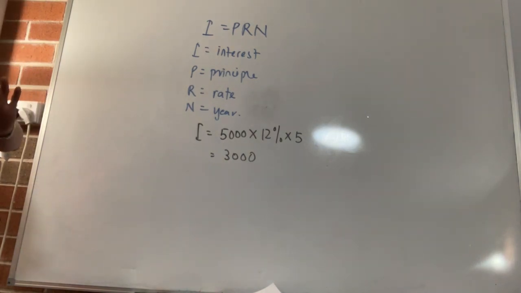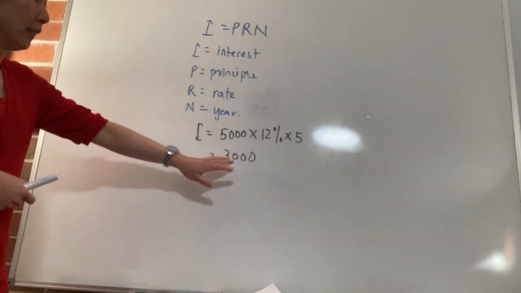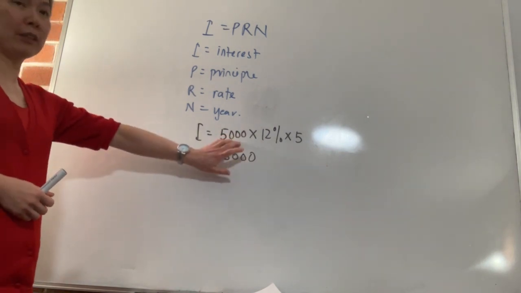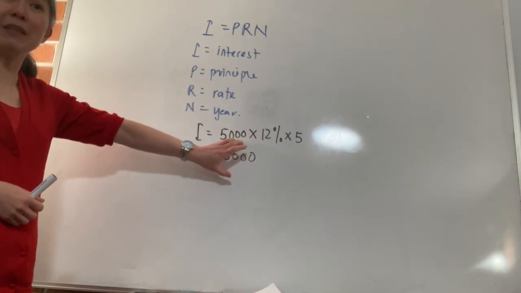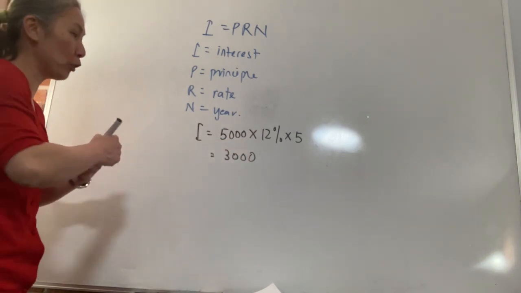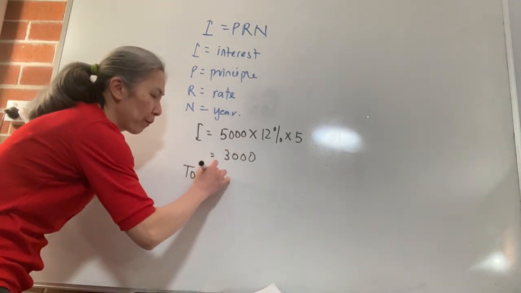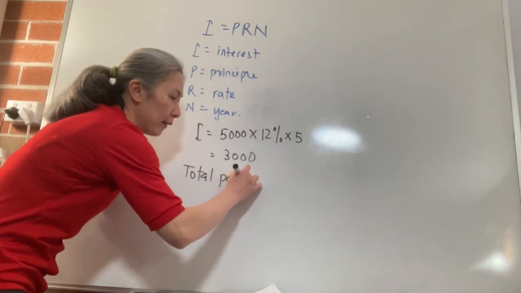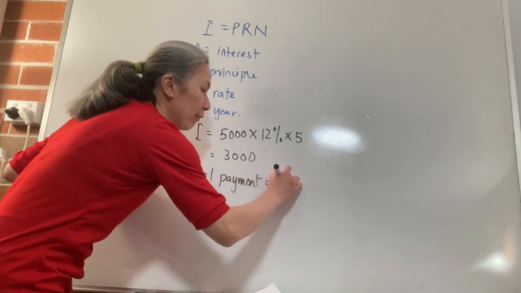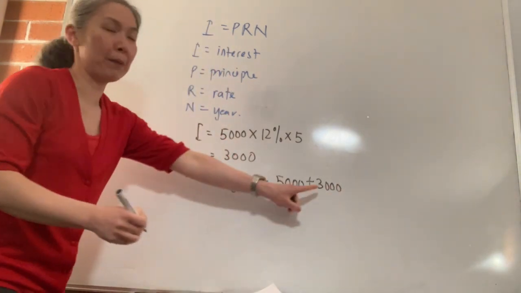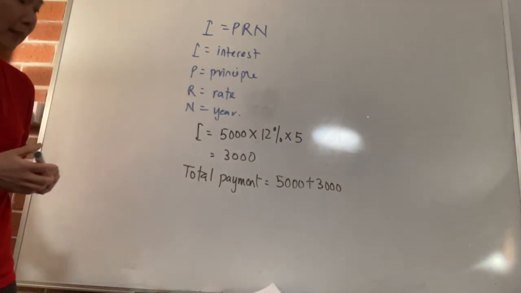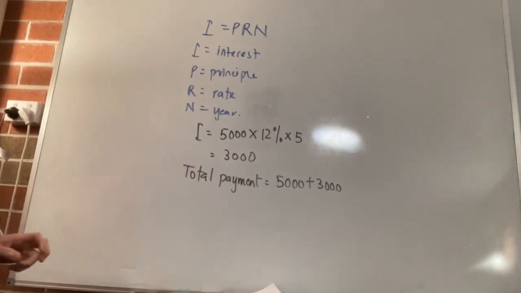The question is asking you how much will the person get back. So if I lend you $5,000, you're going to pay me interest of 3,000. And remember, you still need to pay me the $5,000, right? So the total payment is going to be 5,000 plus by 3,000. This is your principal plus the interest. You need to pay everything back, which will give you 8,000. That's what you are going to get. Make sense, right? Yeah.